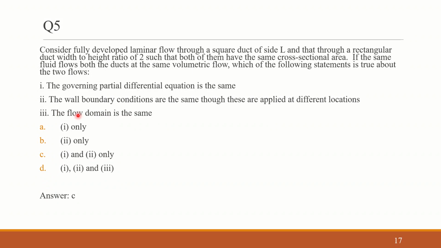Third statement: the flow domain is the same. The flow domain is not the same actually. Here it is a square duct and here it is a rectangular duct, and the flow domain is varying. You can imagine, right? Here the flow is in the square duct and here it is in the rectangular duct, and the dimensions of the two do not agree either because of the condition that the cross sectional area is the same. So both of them are different as well. So the flow domain is not the same. Therefore statements 1 and 2 are right, so option C is the right answer. Hope it is clear now.